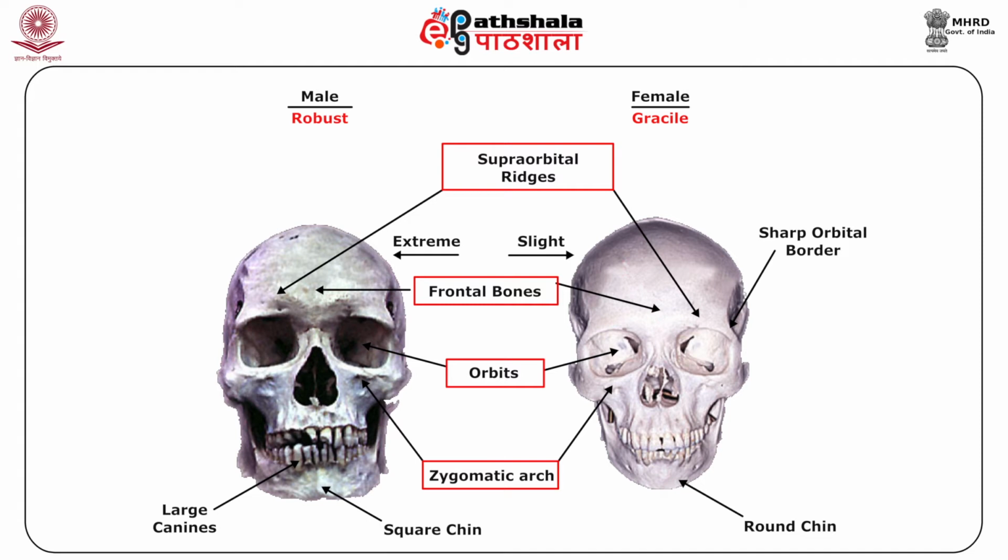The male orbits are squarish with rounded margins, and in females they are distinguished by a roundish shape and sharp margins. The forehead is formed by the frontal bone. In males, the forehead is more sloping, whereas in females it is more vertical and rounded. The glabella, which is the point between the eyebrows, where females put kumkum or tika or bindi in our Indian culture. In males, this glabella is well developed, whereas it is less developed in females.